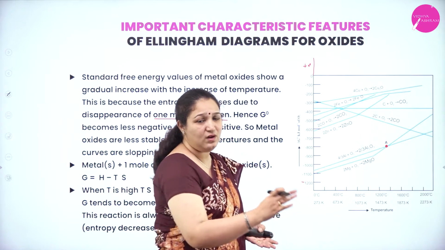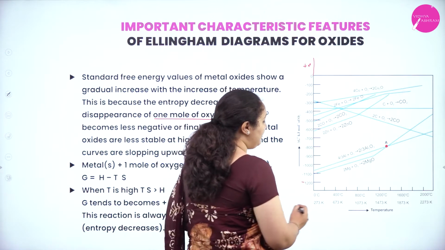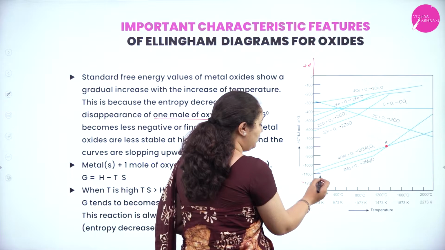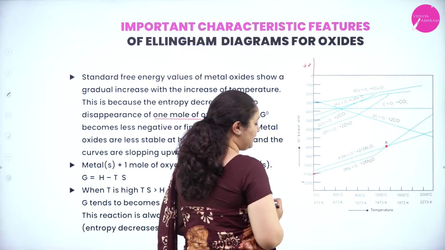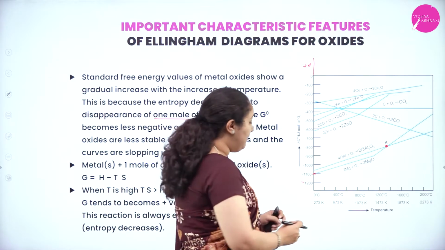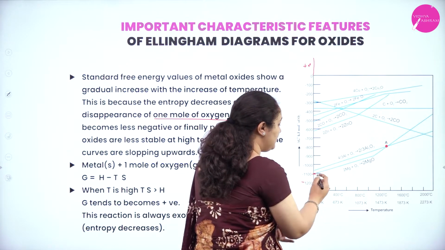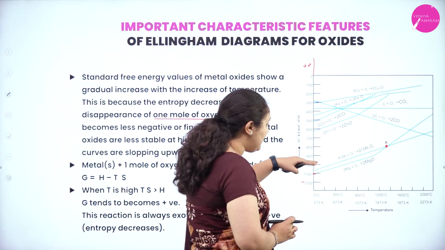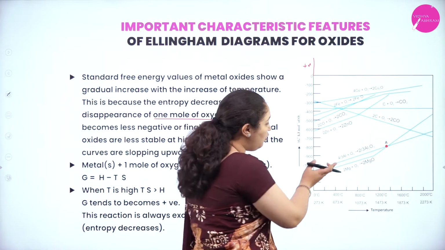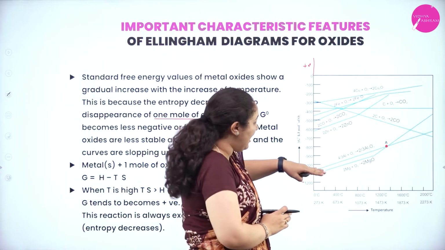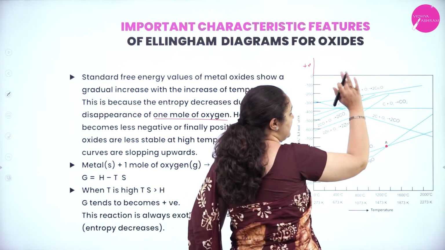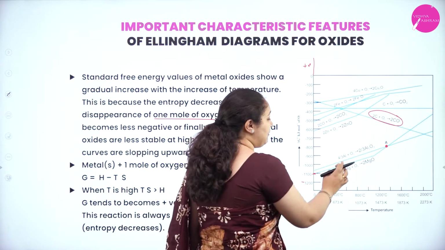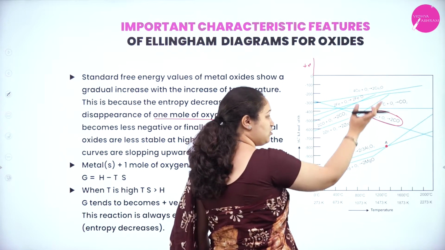Now, for example, if I am taking magnesium plus oxygen forming magnesium oxide, okay, its delta G naught value at 0 degree Celsius is somewhere here, that is minus 1000. Okay, but as the temperature is increasing, you can observe that the line is going upwards. That means it is becoming less and less negative, and it is slowly going towards the positive scale. As you can see, all the lines are going upwards except for one which is coming downwards here. Okay, I'll talk about that later. But here you can see magnesium with oxygen forming magnesium oxide is also going upwards.